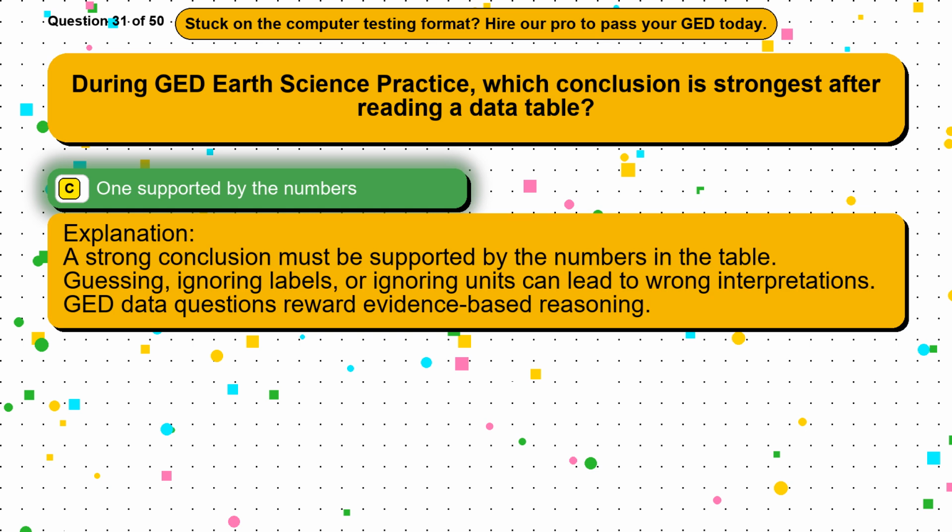A strong conclusion must be supported by the numbers in the table. Guessing, ignoring labels, or ignoring units can lead to wrong interpretations. GED data questions reward evidence-based reasoning.